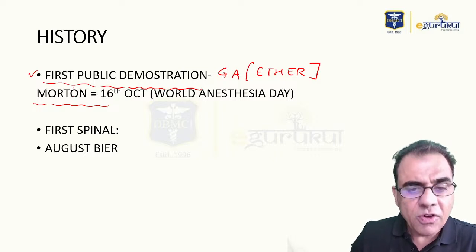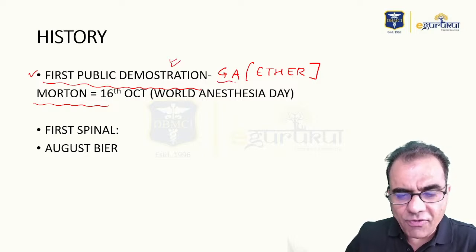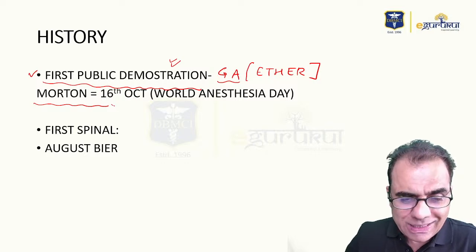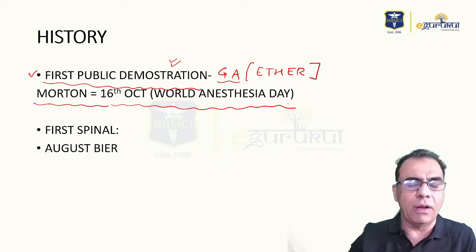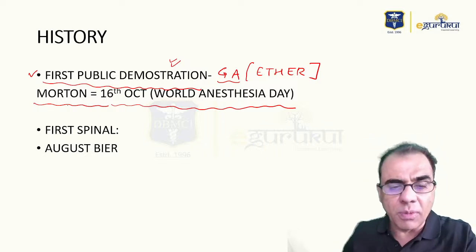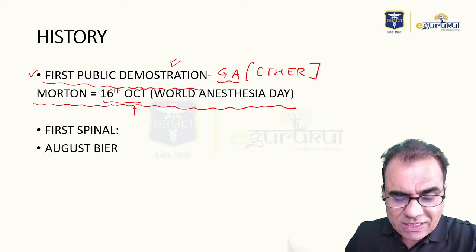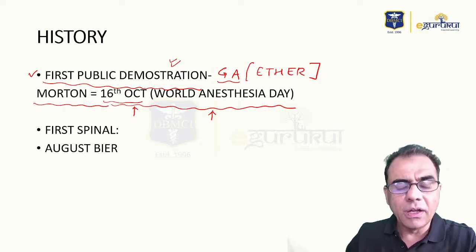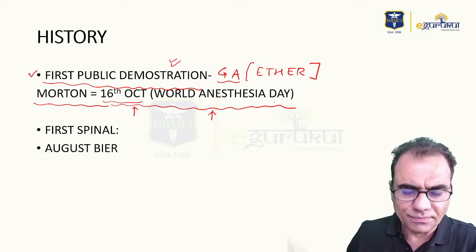The full name was WTG Morton, but no need to remember the full name. Morton is enough. So the first public demonstration of general anesthesia was given by Morton, and that was done on 16th October 1846. No need to remember the year, but the date you have to remember, because even today we celebrate 16th October as World Anesthesia Day.